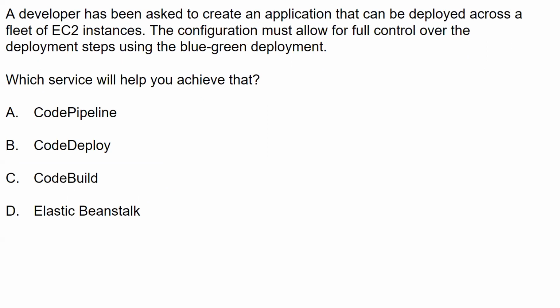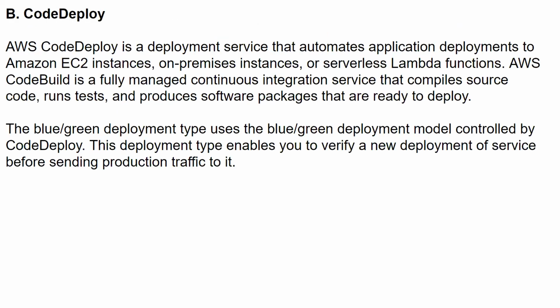The developer has been asked to create an application that can be deployed across a fleet of EC2 instances. The configuration must allow for full control over the deployment steps using blue-green deployment. Which service will help you achieve that? CodePipeline, CodeDeploy, CodeBuild, Elastic Beanstalk. CodeDeploy. CodeDeploy is a deployment service that automates application deployments to Amazon EC2 instances, on-premises instances, or serverless Lambda functions.